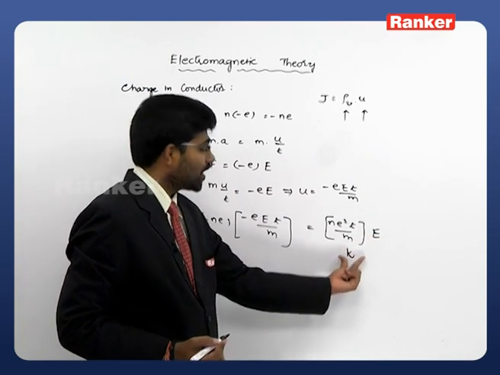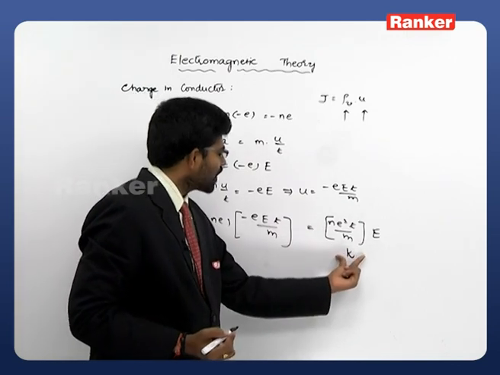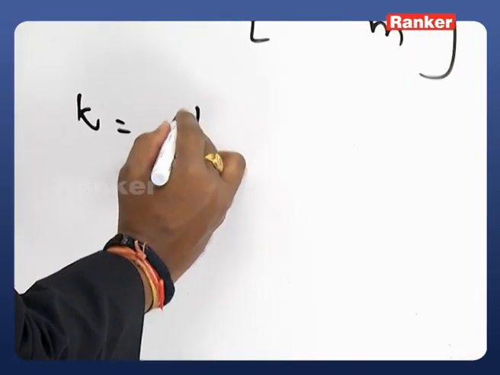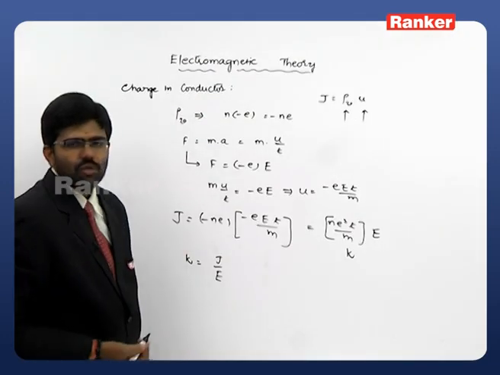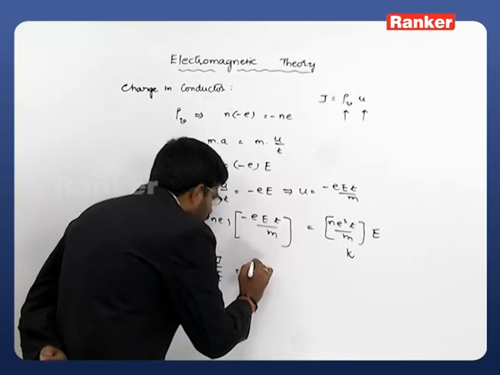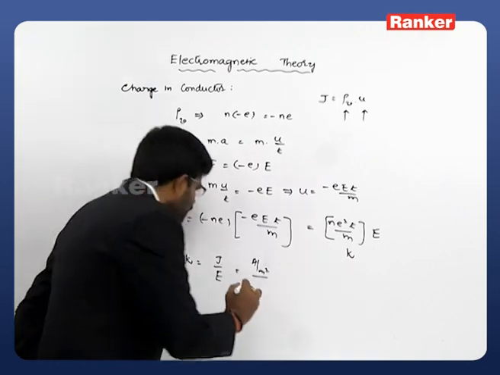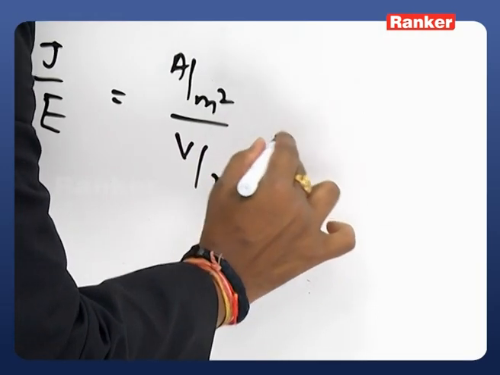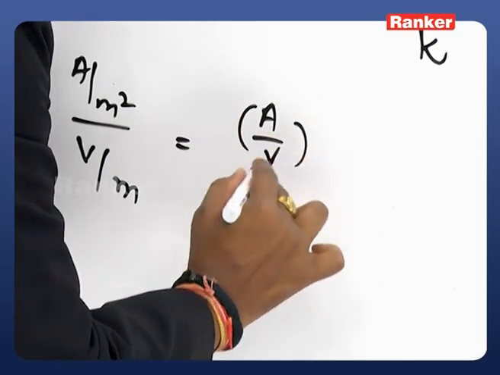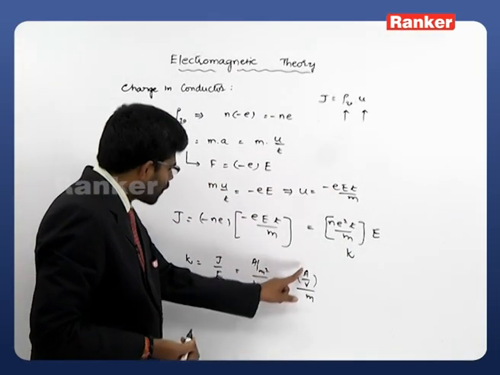Now I want to analyze what this constant is. After analysis, I will definitely get a very good equation for this. For the analysis of k, I write k is equal to J by E. Now write down the units of J. The units of J are ampere per meter square. And the units of E are volt per meter. If you rearrange this, we get ampere per volt divided by meter.